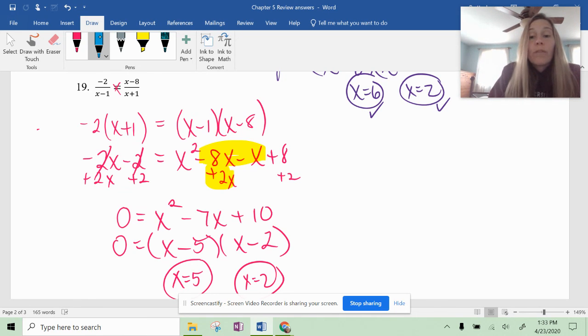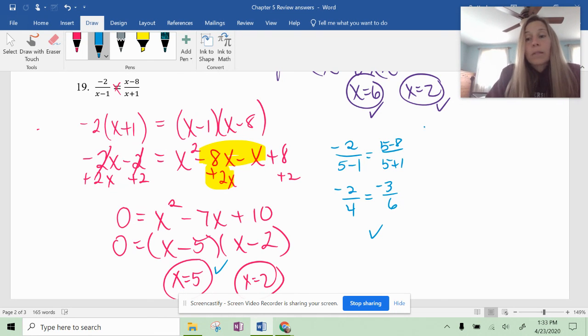So if you were checking this, -2 over 5 minus 1 equals 5 minus 8 over 5 plus 1. -2 over 4 equals -3 over 6. Well, those both work out to -1/2, so that's fine.